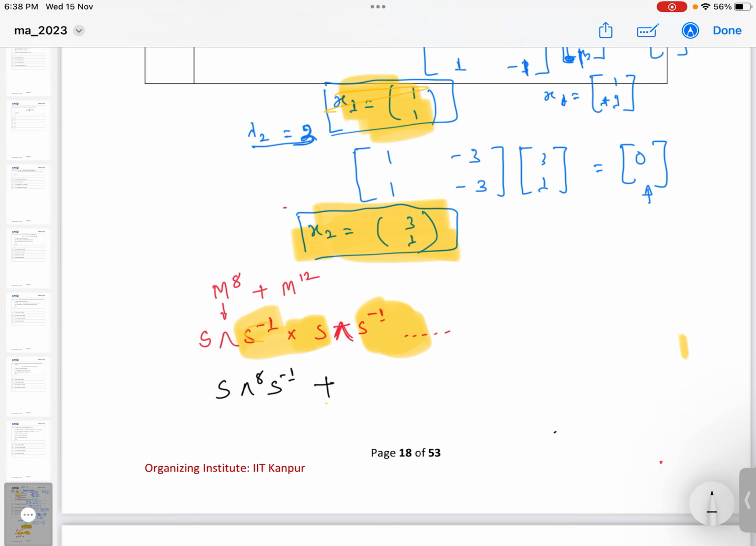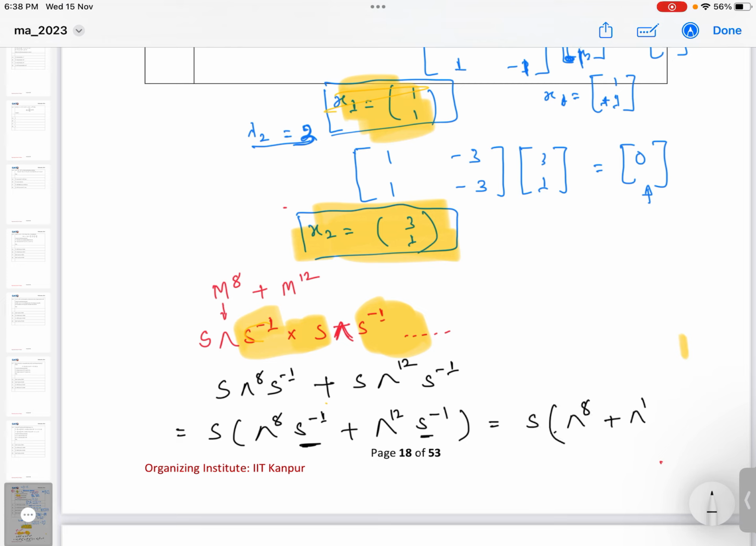Plus, in the same way, by the same logic, you can write M to the power 12 as S lambda to the power 12 S inverse, right? Now what you can do, you can take S as common. You can write S lambda 8 plus lambda 12 S inverse. Now you can also take this S inverse common. Then you can write S lambda 8 plus lambda 12 into S inverse.